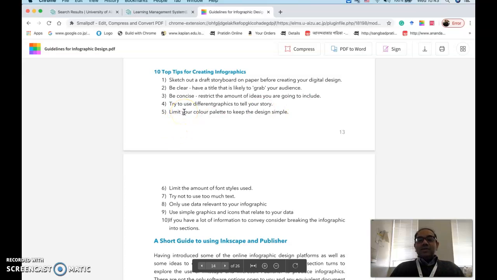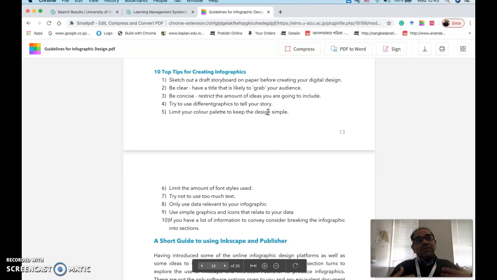Try to use different graphics to tell your story. Use different kinds of graphics that help the reader understand and see through the data. Do not bank on only one graphic. Tell a story. An infographic is like a story of time, a story of products, a story of how things are changing, how many of those are there.